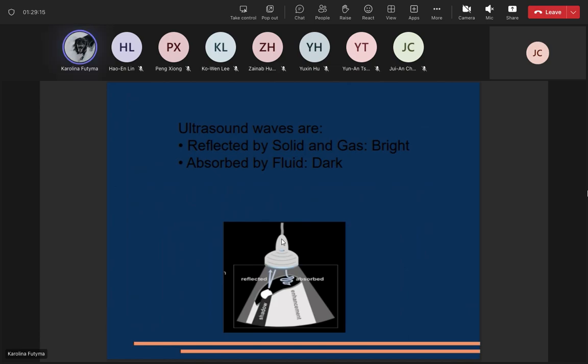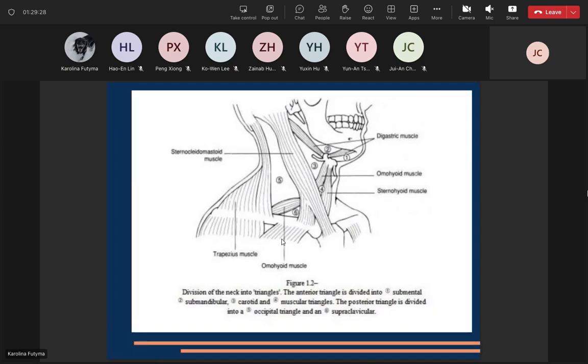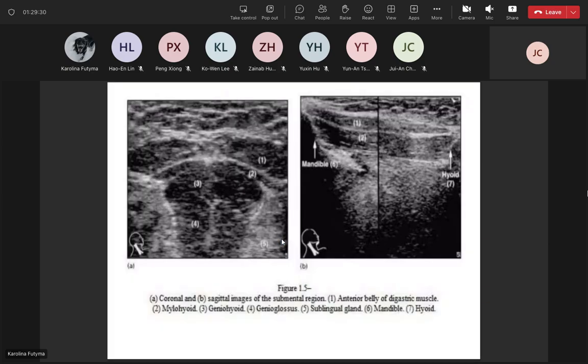A few words about ultrasound. Reflecting bone, solid and gas, the structures are bright, and of course, dark will be absorbed by the fluid. Okay, here we have the mandible, and we can see the acoustic shadow. So our bony structure will not be visible, quite good visible in an ultrasound examination.